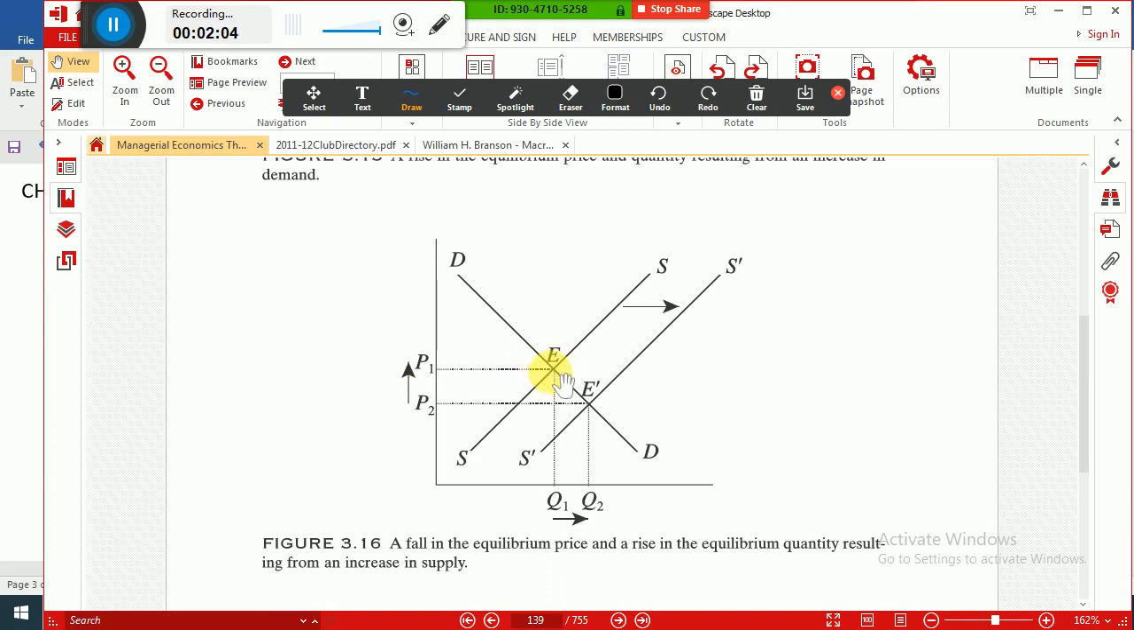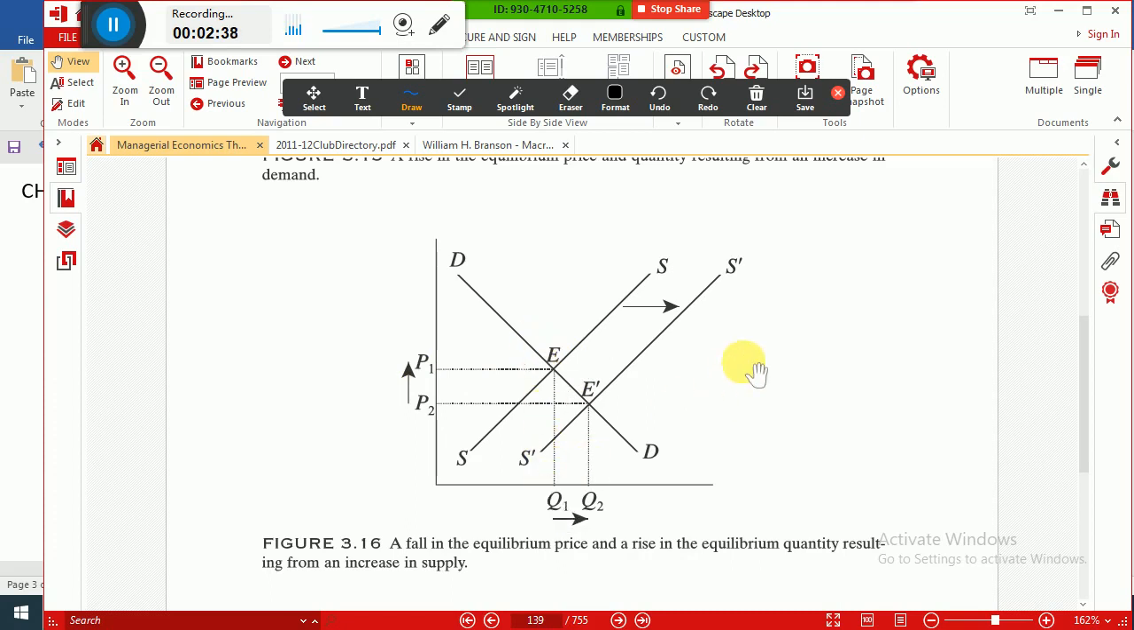Initial equilibrium point is point E, where initial price is P1 and initial equilibrium quantity is Q1. P1 is the equilibrium price, Q1 is the initial equilibrium quantity, because initially demand curve DD and initial supply curve SS intersect each other at point E. E is the market equilibrium point, where P1 is the equilibrium price and Q1 is the equilibrium quantity.